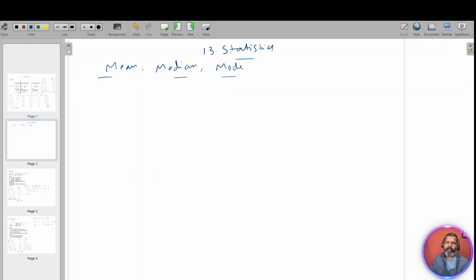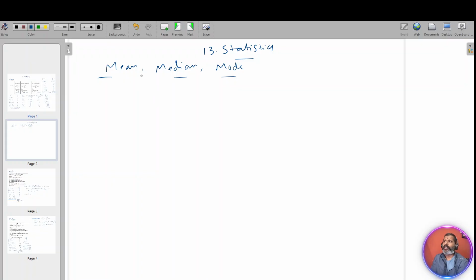Mean is nothing but average. Median for a raw data is the middlemost score. Mode is nothing but the observation which repeatedly occurs, right? They are for the raw data, means unorganized data. This is the definition.